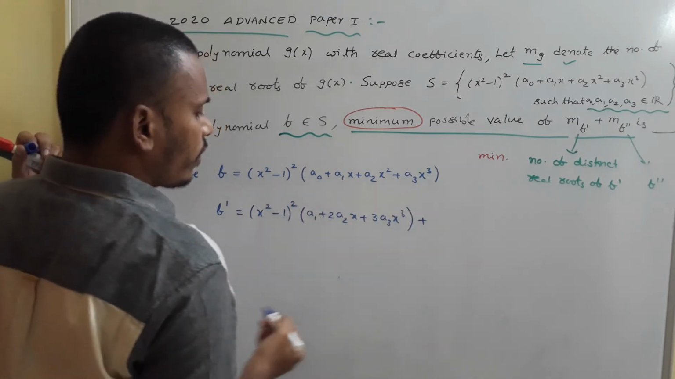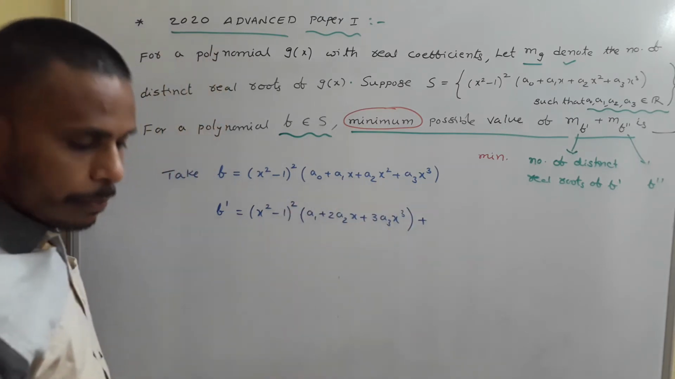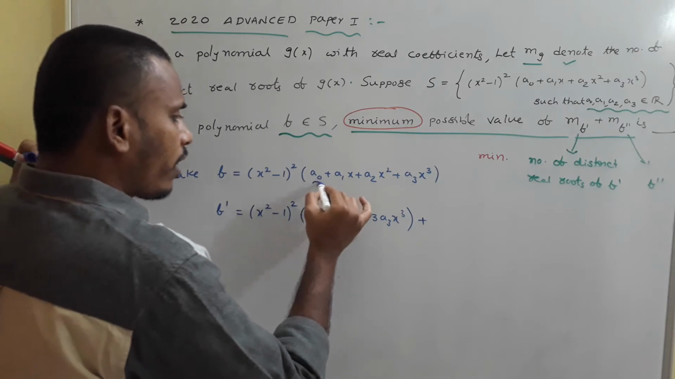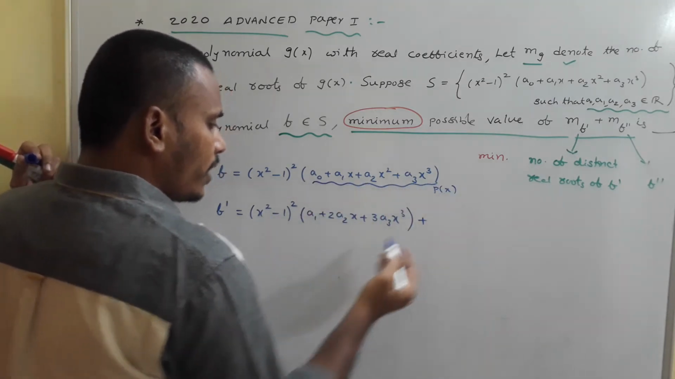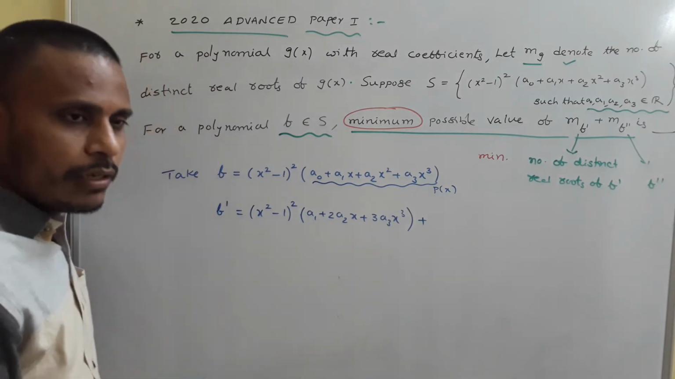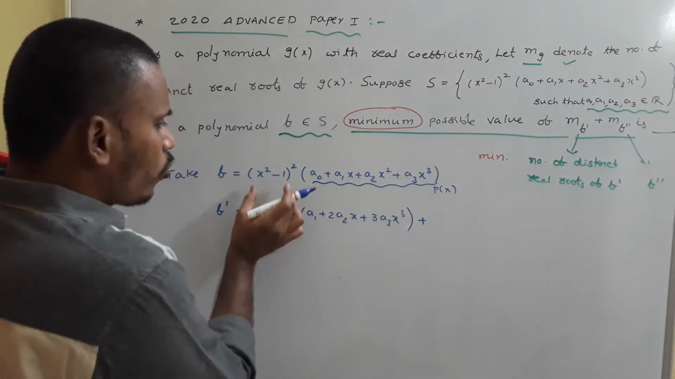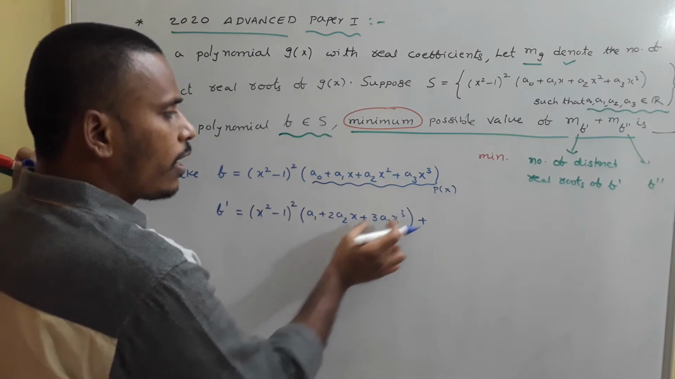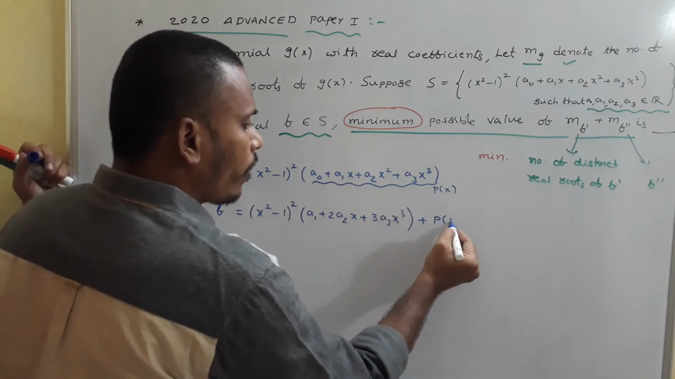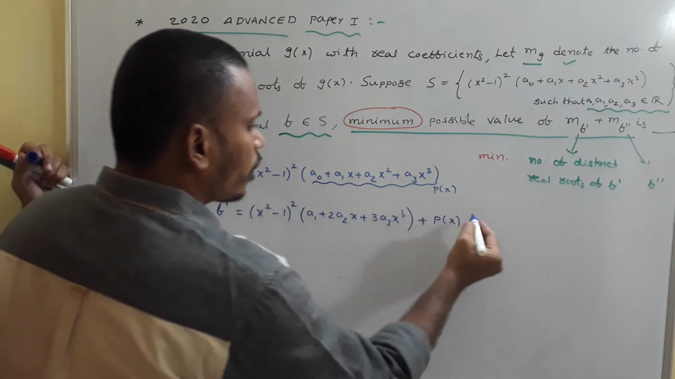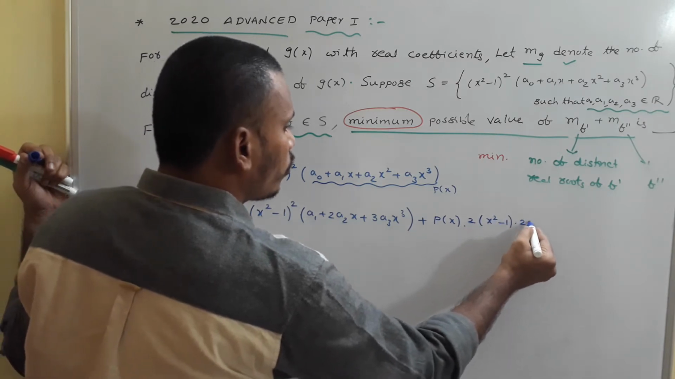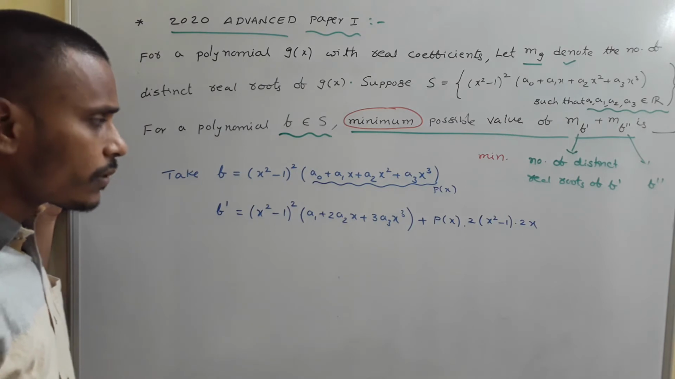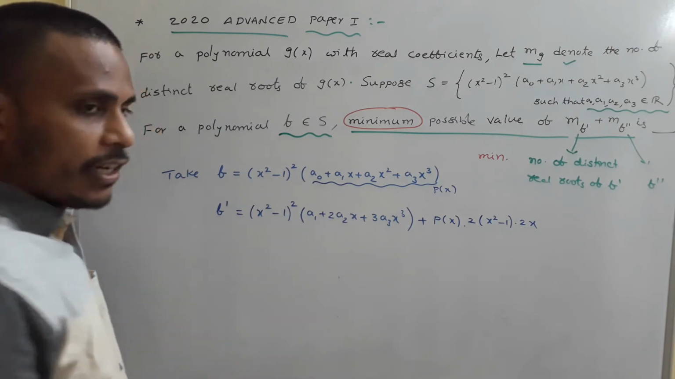See, for convenience sake I will take this polynomial as some p of x, instead of writing that every time. So first function into the derivative of second, plus second function p of x into the derivative of first function, which is 2 into (x square minus 1) into 2x. Now this is what f dash.